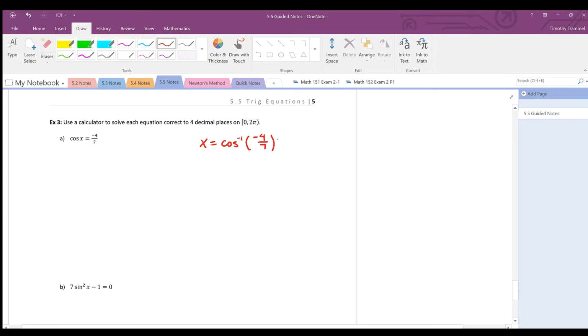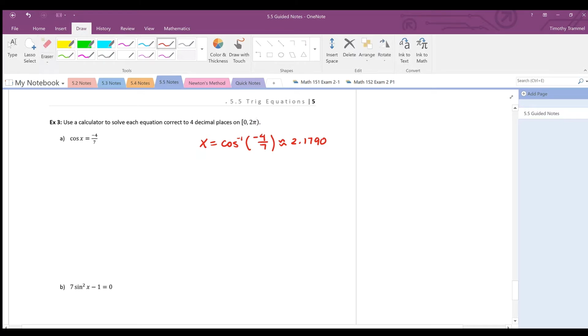And if we round this to the 4th decimal place, we get 2.1790. Okay. Now it ends up that on this interval, there's actually one more solution. And you can check this graphically. You can look and see that cosine of x is equal to -4/7 more than once on that interval.